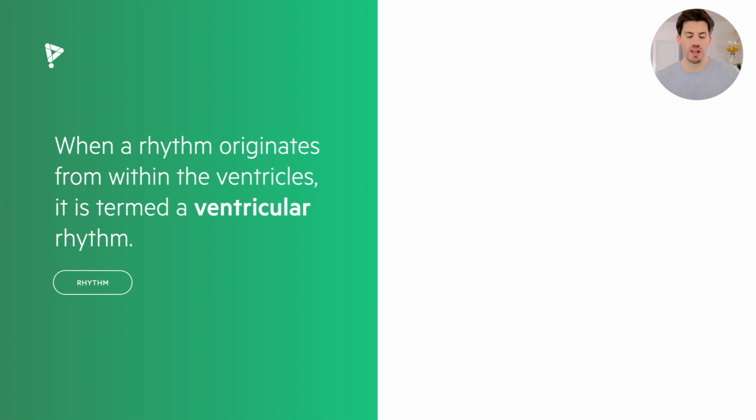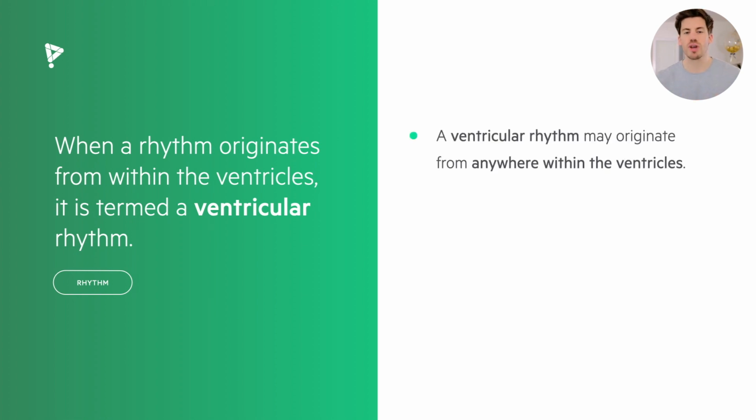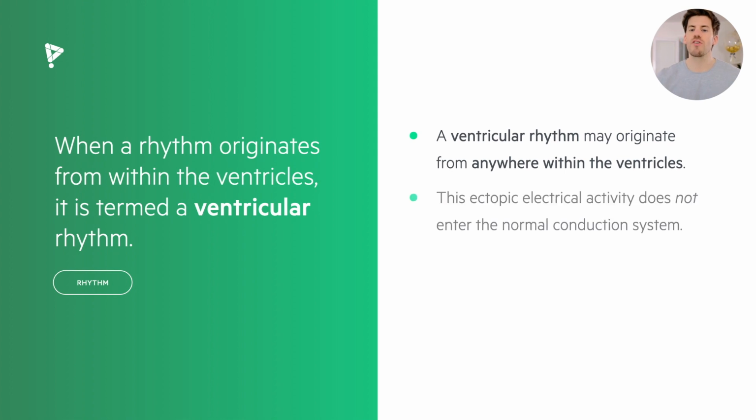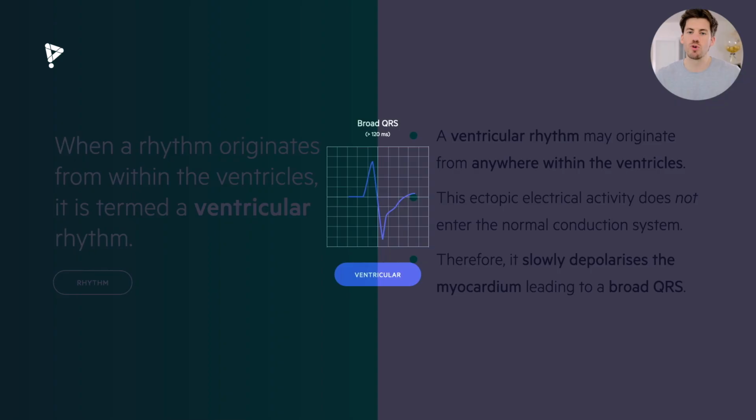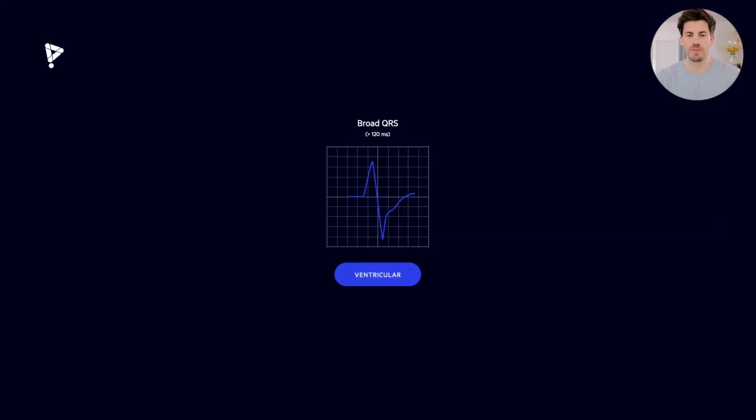When the rhythm originates from within the ventricles, it's termed a ventricular rhythm. A ventricular rhythm may originate from anywhere within the ventricles. The ectopic electrical activity does not enter the normal conduction system through the bundle of His, the bundle branches, and the Purkinje fibers. It slowly conducts throughout the whole of the ventricles from an abnormal position. Because it slowly depolarizes the whole of the myocardium, not via the normal conduction system, we get a broad abnormal QRS complex.